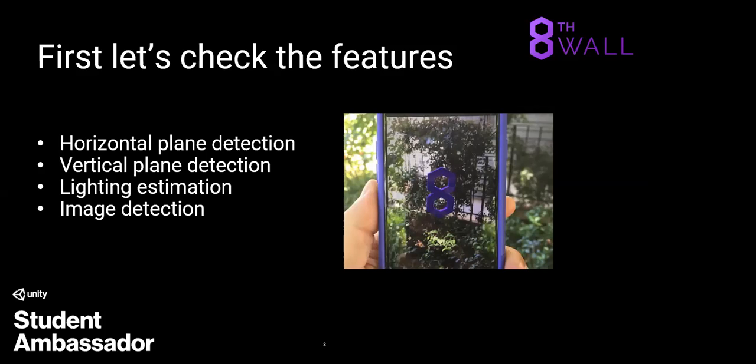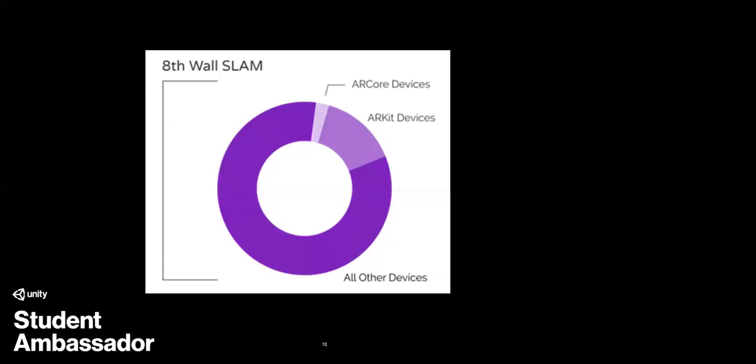Also, it provides image detection like Vuforia. So if all of these features are provided in other SDKs, why should we use it? The main question is this. And here is the answer in a small pie chart. So you can see from all of the devices present today, ARCore compatible devices are much smaller in comparison.